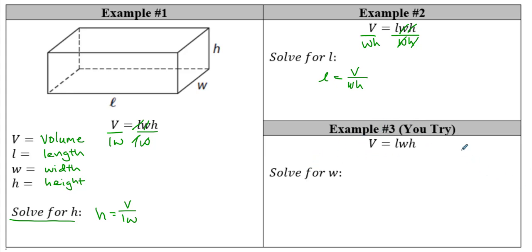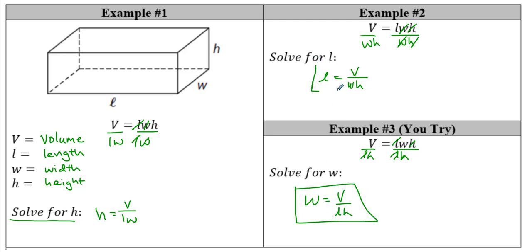I want you guys to do the next one. You've got the "U try," so go ahead and pause the video, come back, see what you got. All right, welcome back. Hopefully you got the same thing I did here. I got the width is equal to the volume over the length times height. All right, very good. You know what? Let's box these up. These are our finished products.